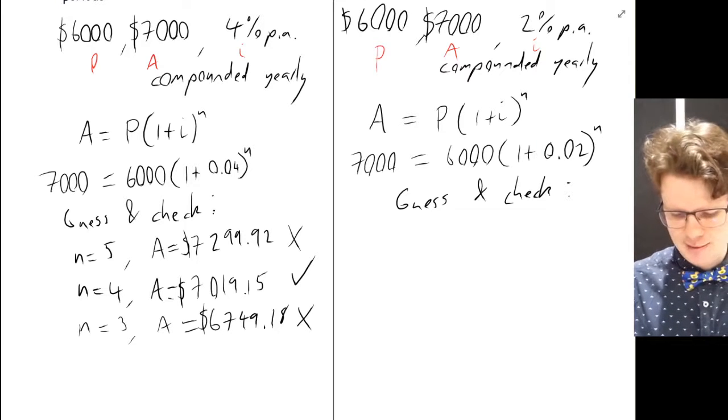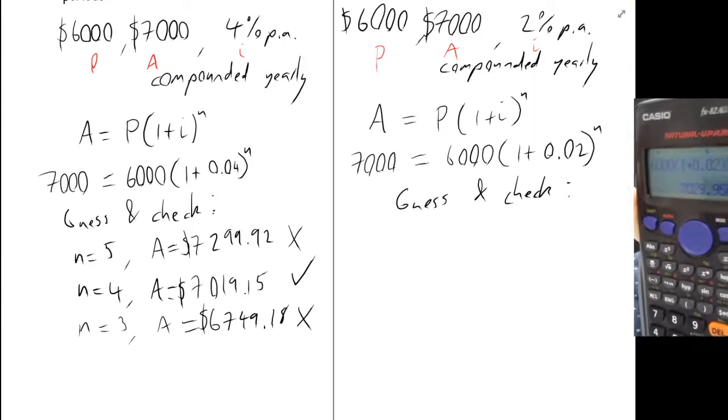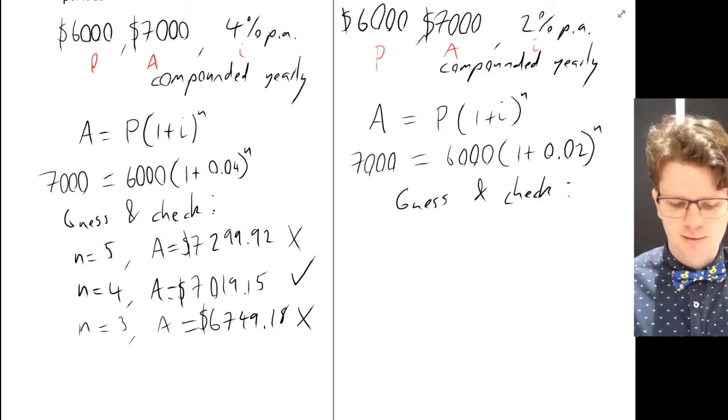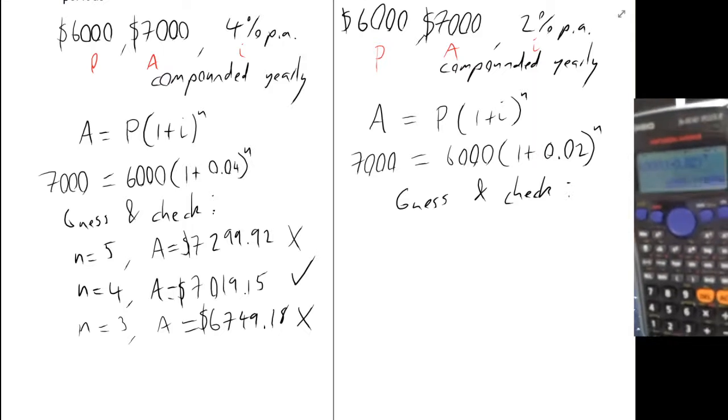Let's try 8. Okay, 8's looking pretty good. 8 years is almost there. So let's try 9. Oh, well, let's try 7, see if 7's any better. Okay, 7's a little bit under. So I'm pretty sure 8's the right answer.